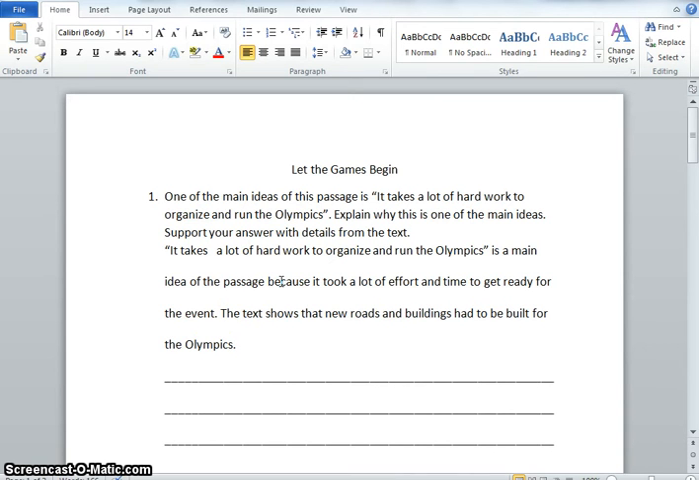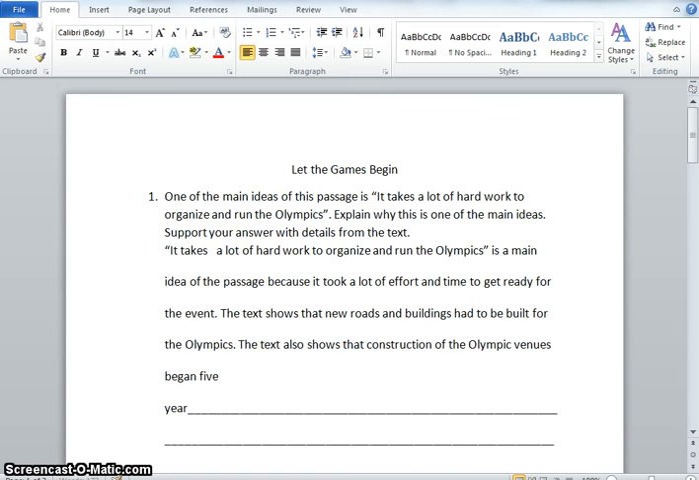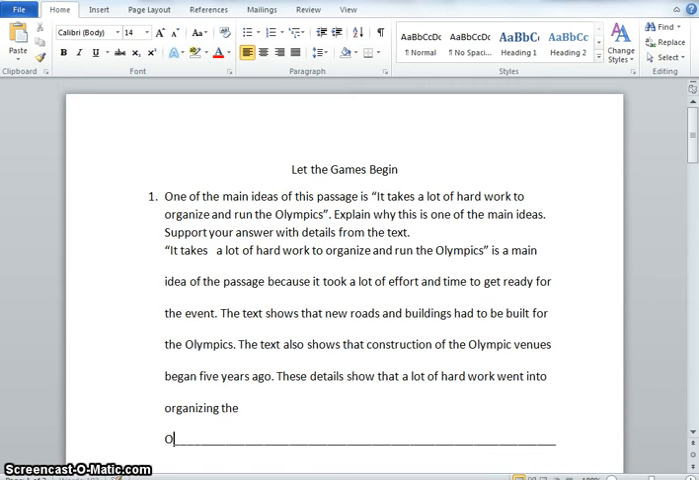I'm going to also use the information about the venues. The text also shows that construction of the Olympic venues began 5 years ago. These details show that a lot of hard work went into organizing the Olympics. And there I have it.